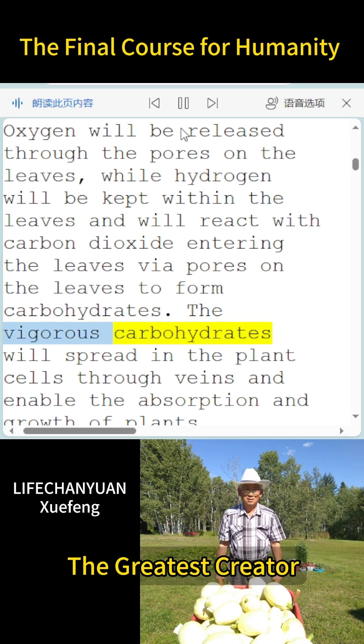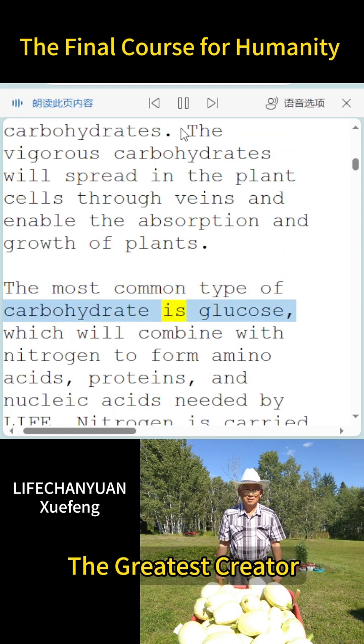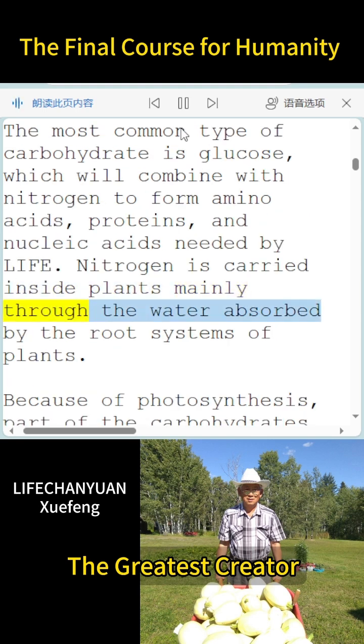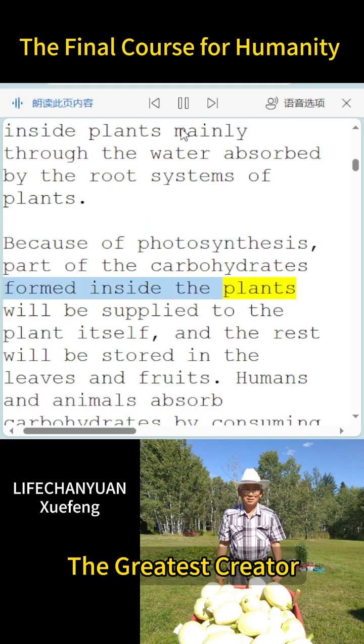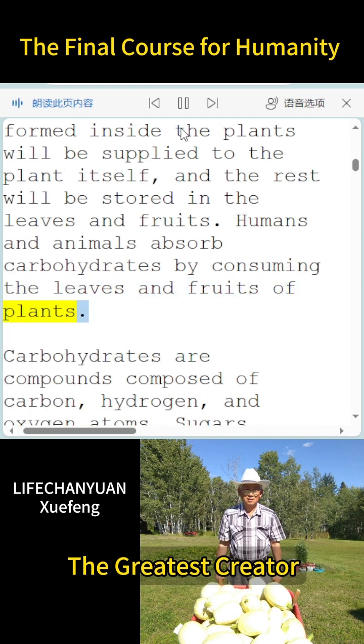The vigorous carbohydrates will spread in the plant cells through veins and enable the absorption and growth of plants. The most common type of carbohydrate is glucose, which will combine with nitrogen to form amino acids, proteins, and nucleic acids needed by life. Nitrogen is carried inside plants mainly through the water absorbed by the root systems of plants. Because of photosynthesis, part of the carbohydrates formed inside the plants will be supplied to the plant itself, and the rest will be stored in the leaves and fruits. Humans and animals absorb carbohydrates by consuming the leaves and fruits of plants.